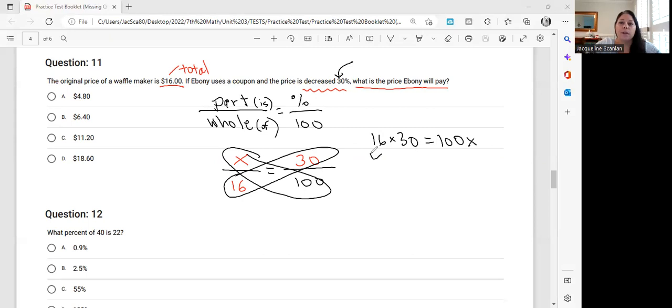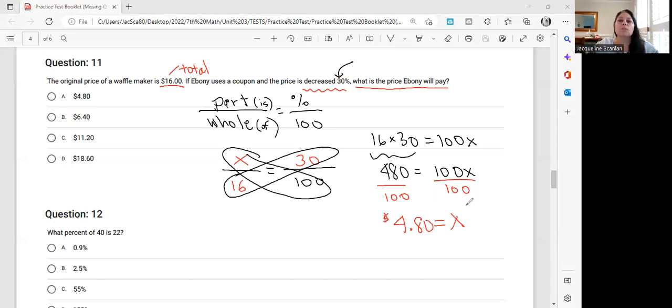Okay, when I do the math, I'm going to do 16 times 30. Again, you should be using Desmos, but I'm going to use my handheld calculator here because it's easier. I get 480 equals 100x. To solve that equation, I'm going to divide both sides by 100. And I get x equals 4.8, or 4.80.